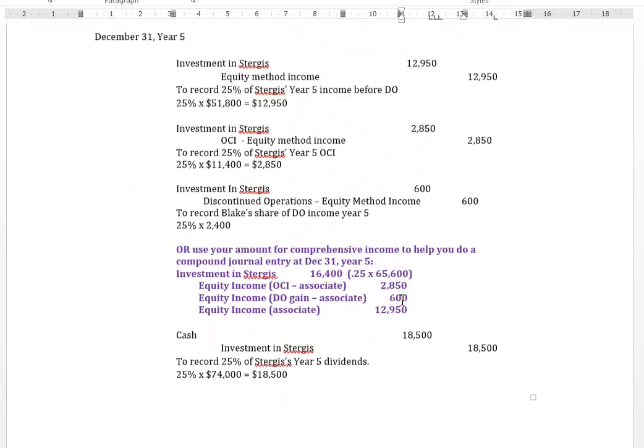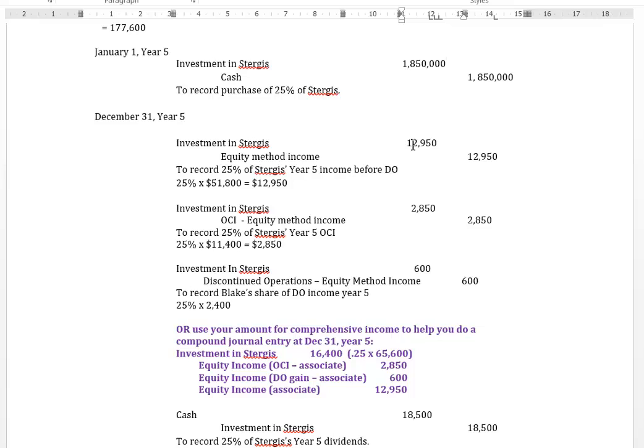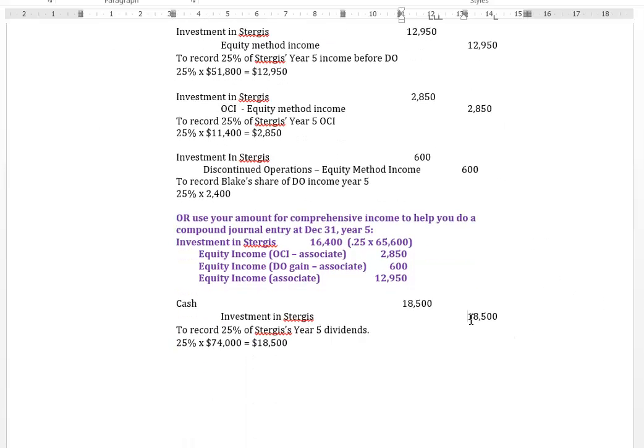That represented what we paid for our 25% ownership share. So what happened after that? Well, in year 5, we increased it by $12,950 when we took our 25% share of Sturgis's income before the deal. We increased it when we picked up the OCI gain, which was $2,850, our pro rata share, and we increased it when we booked our share of the discontinued operations gain that Sturgis had. So we increased the investment account 3 times, subsequent to this $1,850,000. Don't forget, we also had to reduce it by $18,500 when we got paid our dividend from Sturgis.